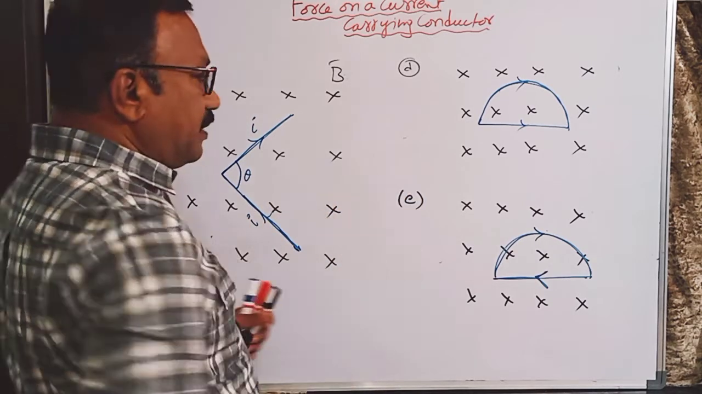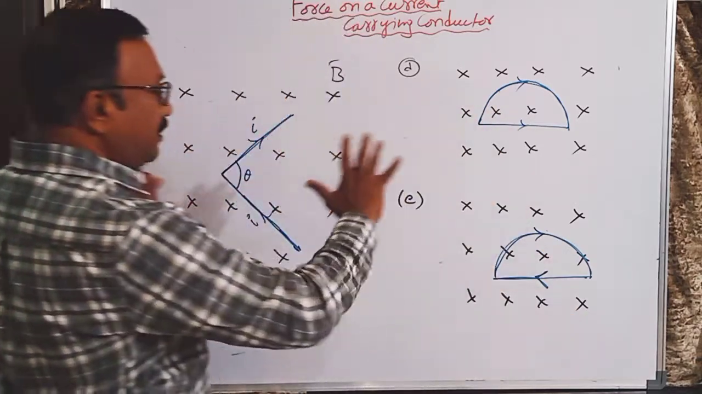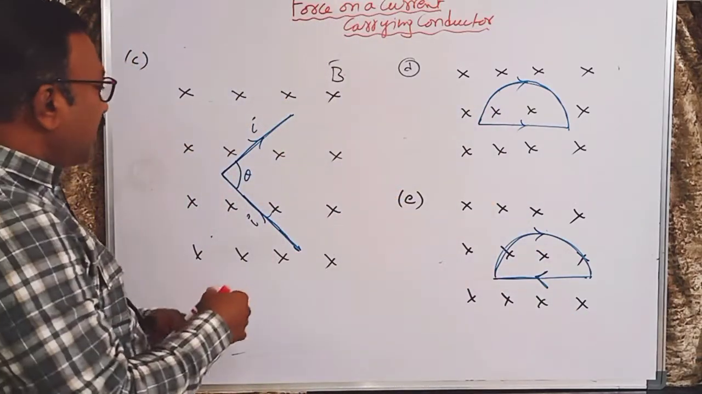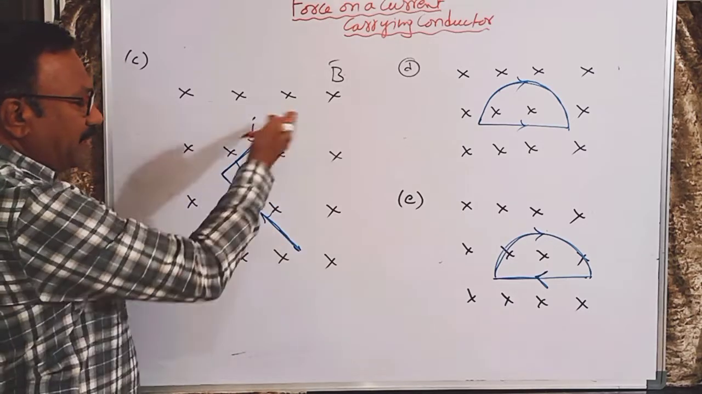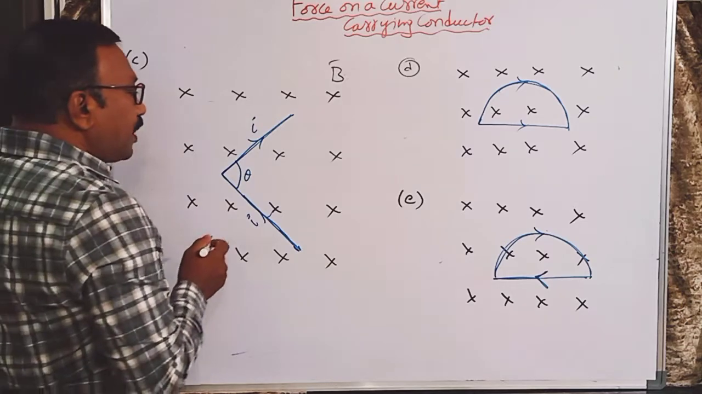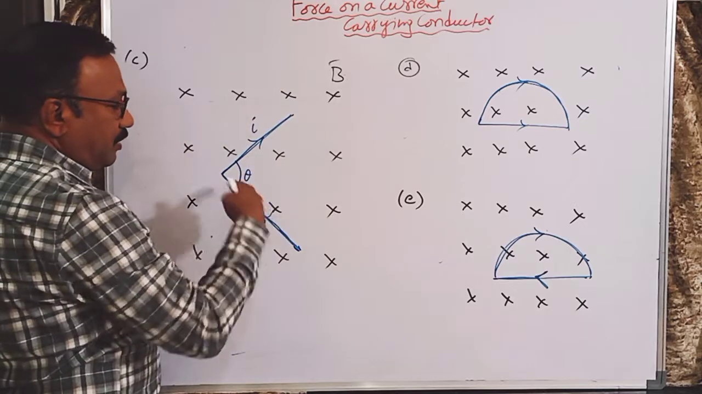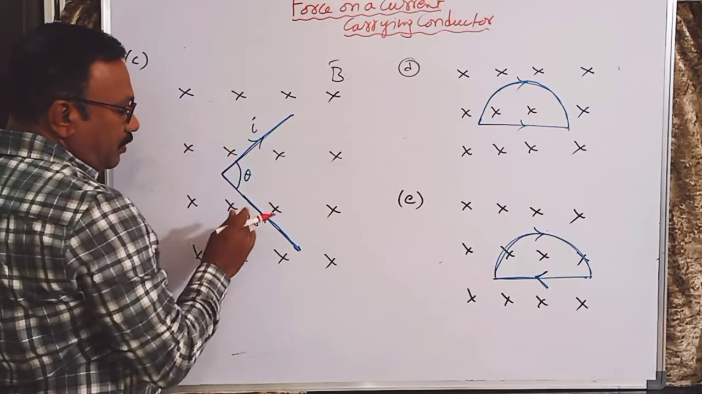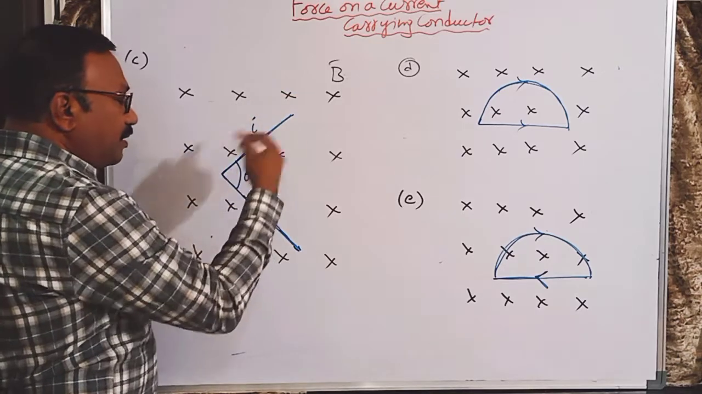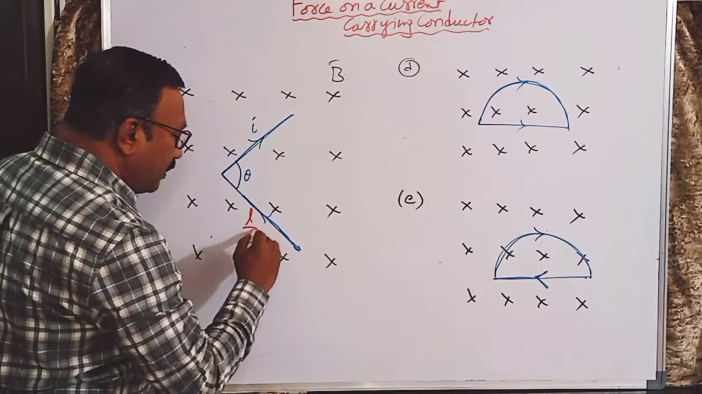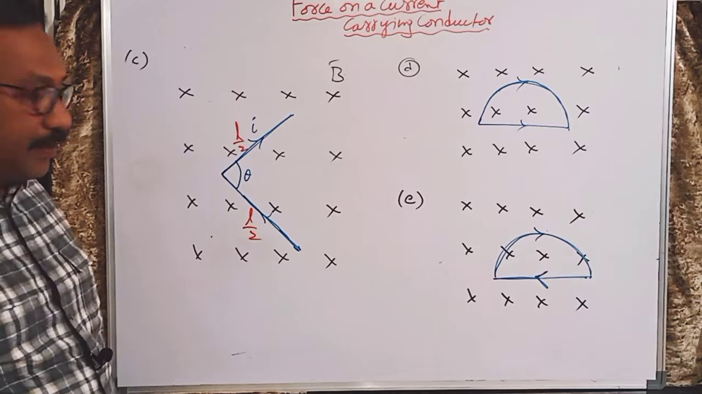Okay, let us consider these cases now. These all are current carrying conductors placed in a magnetic field. Let us come to this first. This is a single wire, but it is bent like this. The magnetic field is inward, and this is a conductor. The current is flowing like this. The total length of the conductor is L, and then this length will be L by 2, and this length will be L by 2. I want the force acting on this current carrying conductor.